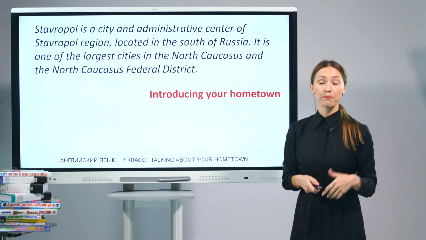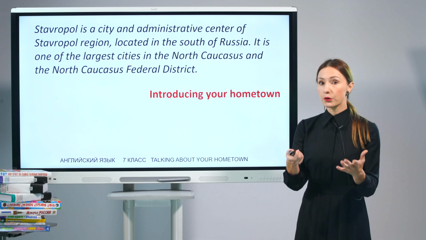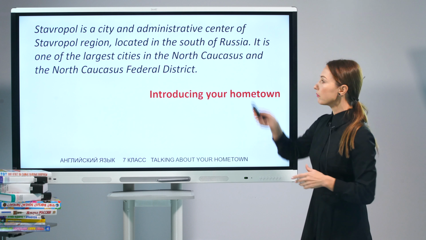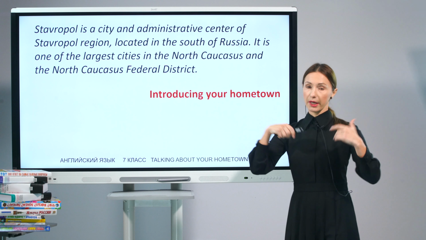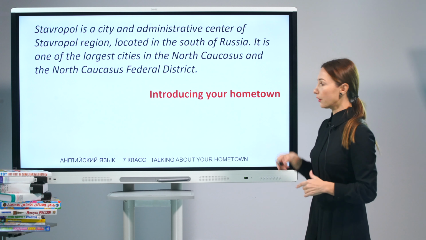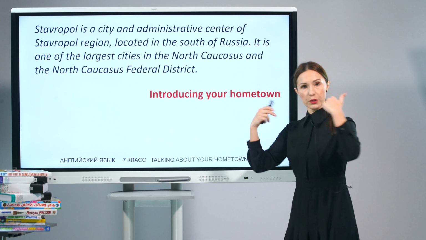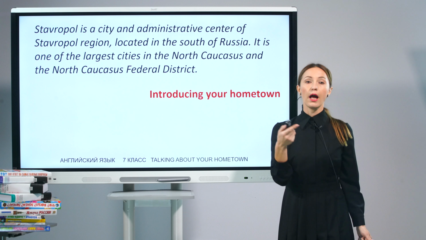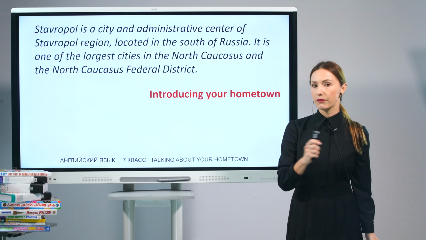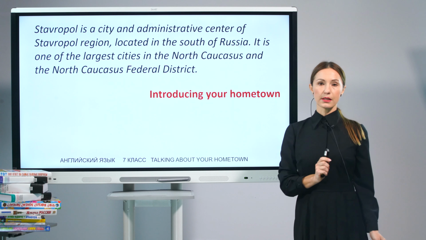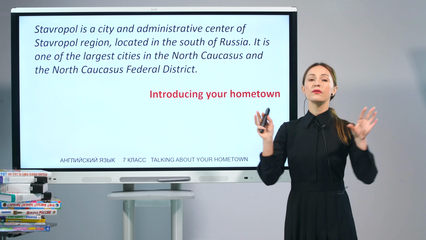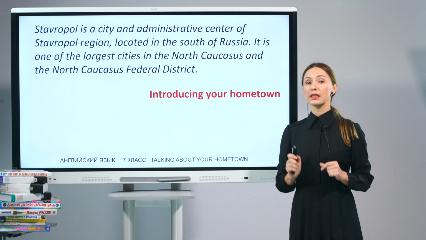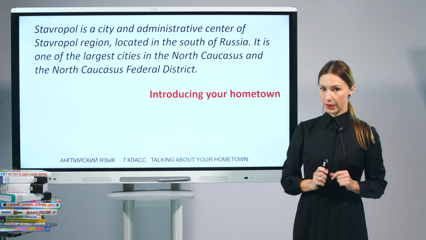We'll continue. And I want to present you an example about my city, my hometown. We'll read it together. First, I have to introduce my hometown. Stavropol is a city and administrative center of Stavropol region, located in the south of Russia. It is one of the largest cities in the North Caucasus and the North Caucasus Federal District.